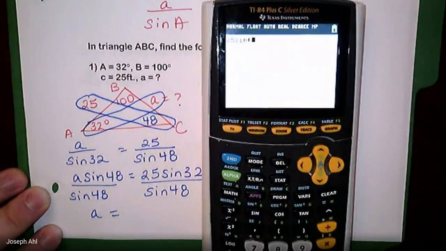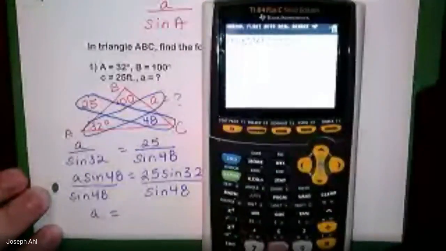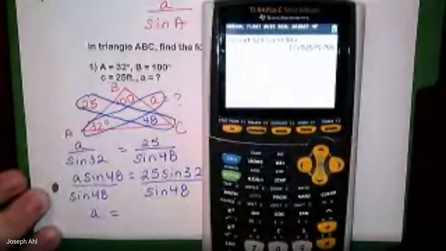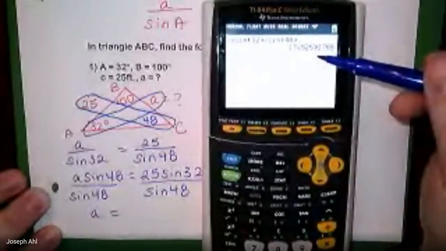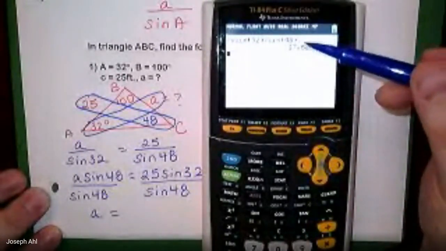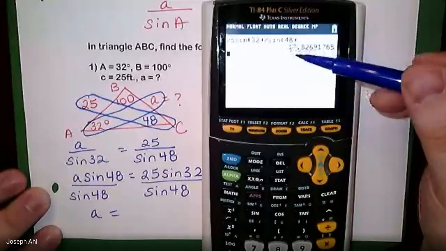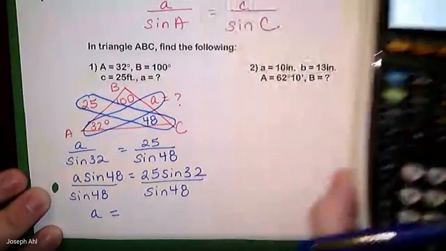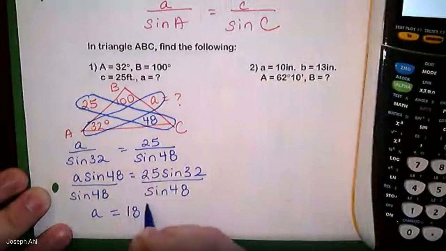Okay, 25 sine 32 divided by sine 48. And the answer I'm getting here, rounded, is going to be 18 feet. I would say if you're not getting this answer, I would definitely check that you're in degree mode. Since we're typing in angles in degrees, we'd want to double check that we're in the right mode. So the answer is 18 feet.